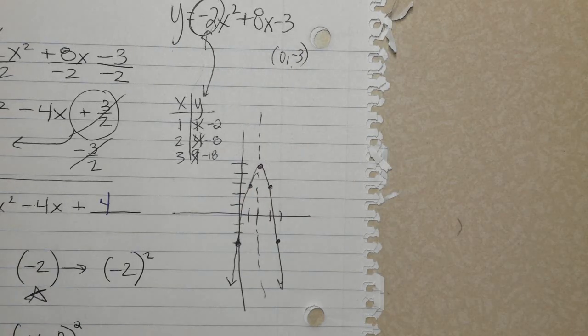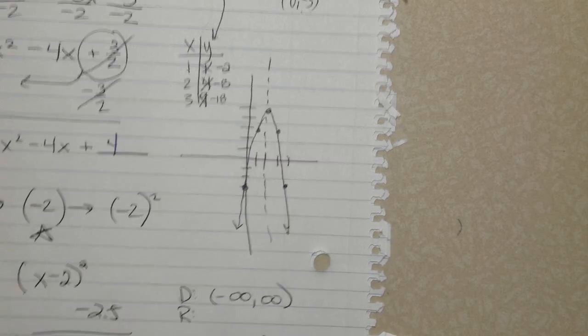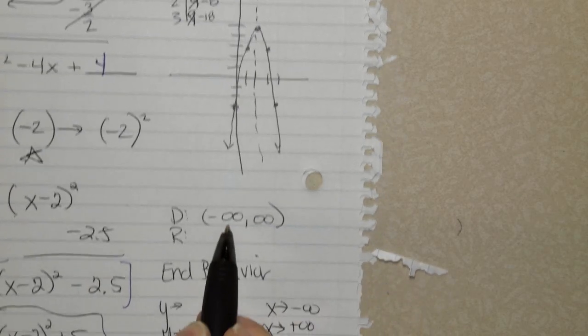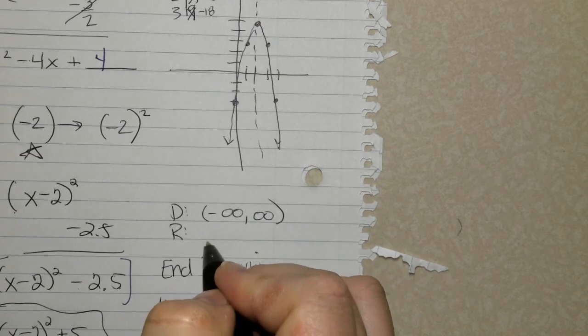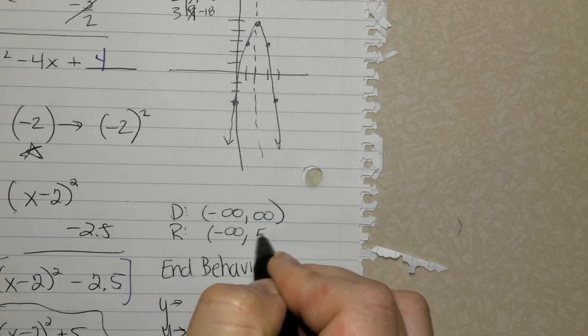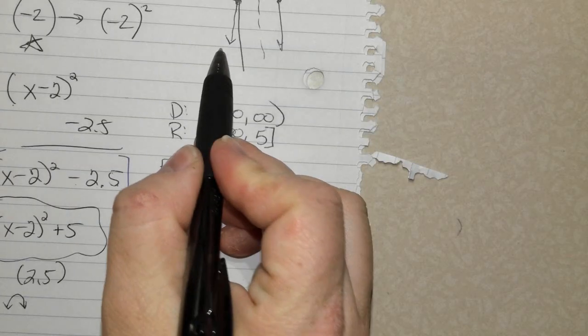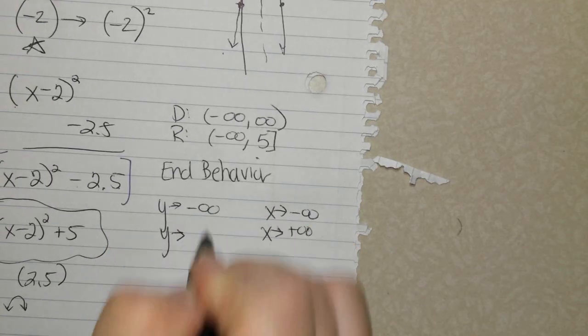Please write down at this time 3 things. I'm going to give you 30 seconds. Domain, range, and end behavior. The domain of this function in interval notation would be negative infinity to positive infinity. The range, it is important the order you write this. There's no limit how low it goes. It does go up as high as 5, and we include that point in the function. The end behavior on both the left and the right is going down.